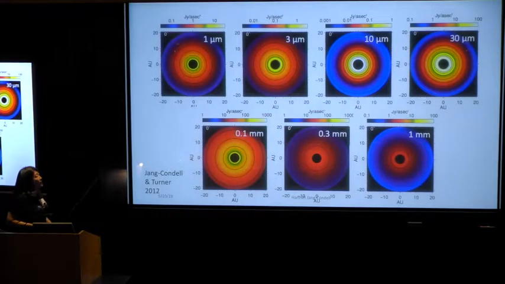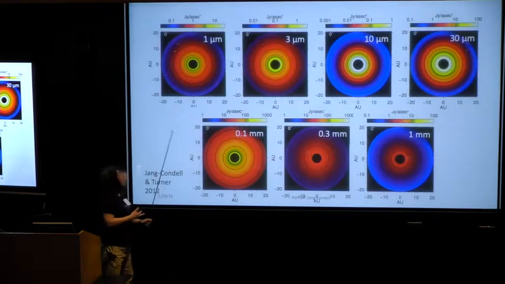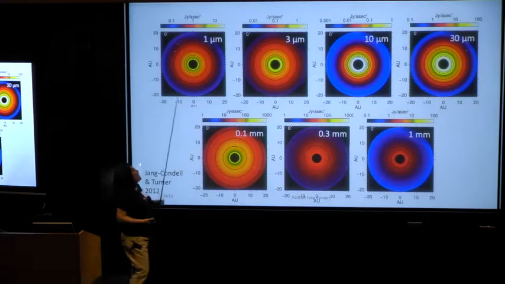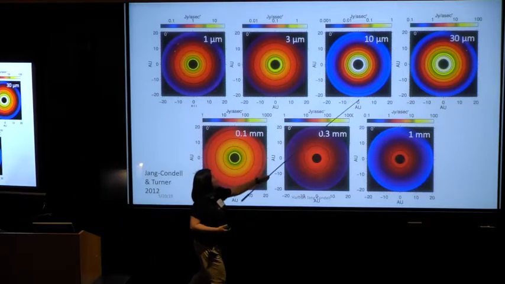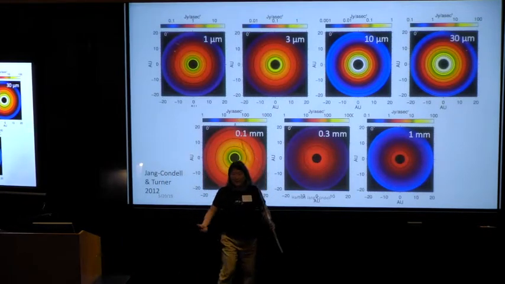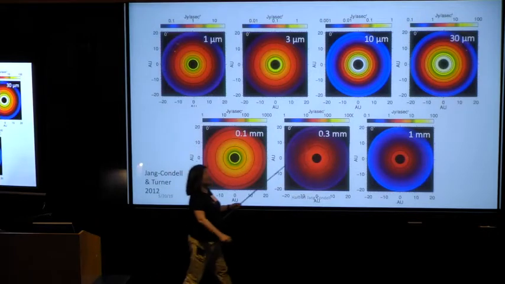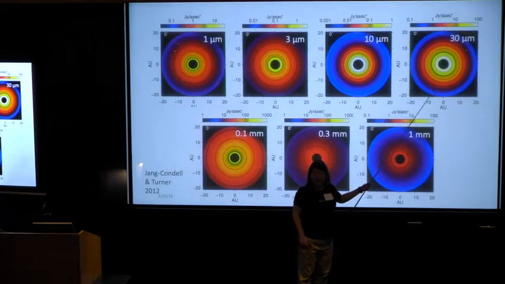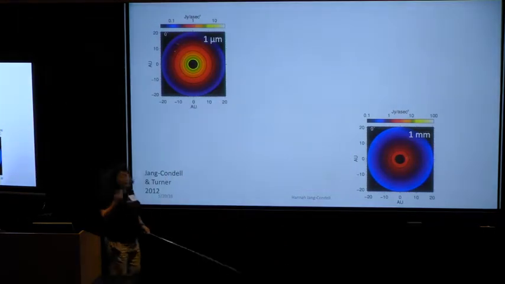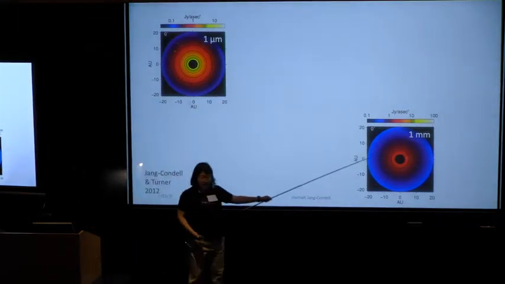So here are some simulated images of an unperturbed disk. And because I'm a theorist, I make up wavelengths, right? So we have 1, 3, 10, 30, 100, 300, 1,000 microns. But of course, to an observer, like, why are you making an image of a 30 micron disk? We're never going to be able to do that. So let's focus in on the 1 micron image and the 1 millimeter image.